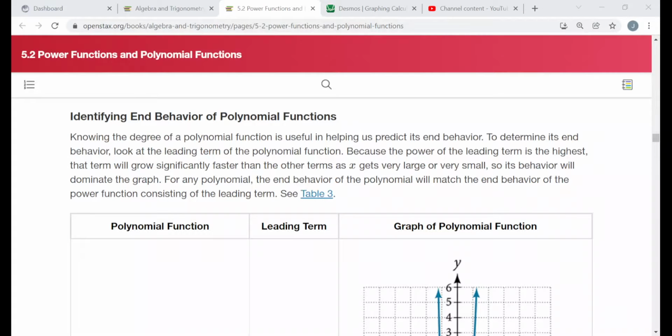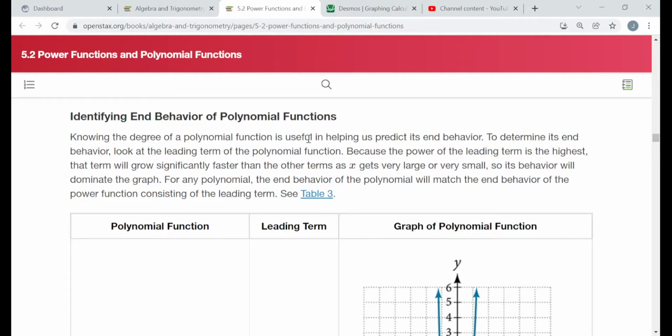Hello everyone. The title of this video is Identifying End Behavior of Polynomial Functions. So in this video, the examples I'm going to do are taken directly from a free online textbook at openstax.org. I'm in their Algebra and Trigonometry text, section 5.2, called Power Functions and Polynomial Functions. And I'm under the heading Identifying End Behavior of Polynomial Functions.